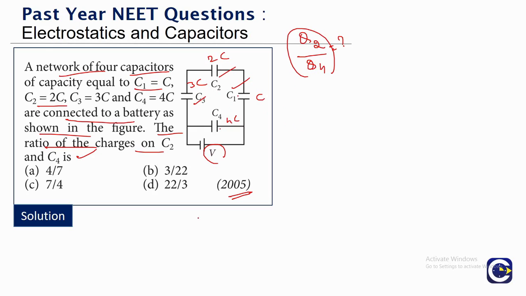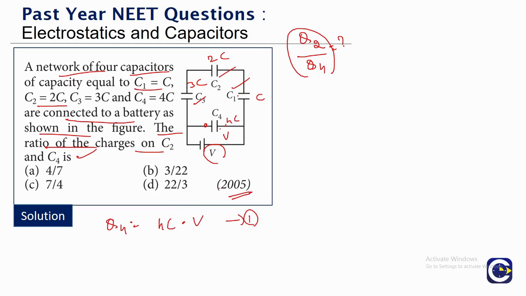So first thing is we can easily find out what is the charge on the capacitor 4. Why? Because this is in parallel with the battery, right? Battery voltage is V, means the potential difference across the capacitor plates will be V. So charge will be equal to capacitance, which is 4C into V. So straight away we are able to get it.